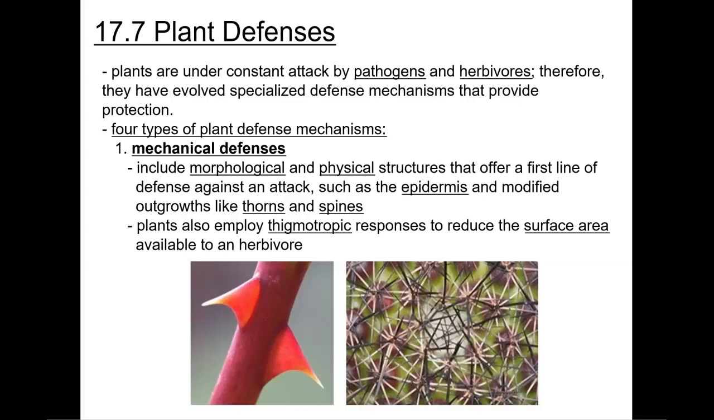Plants are going to be under constant attack by pathogens and herbivores. Therefore, they have to evolve specialized defense mechanisms to help provide them with extra protection. Mechanical defenses are going to be the first of four types of defense mechanisms. These include morphological and physical structures that offer the first line of defense against an attack, such as epidermis modifications like thorns and spines. Plants also employ thigmotropism in response to a reduced surface area that's available to a herbivore.